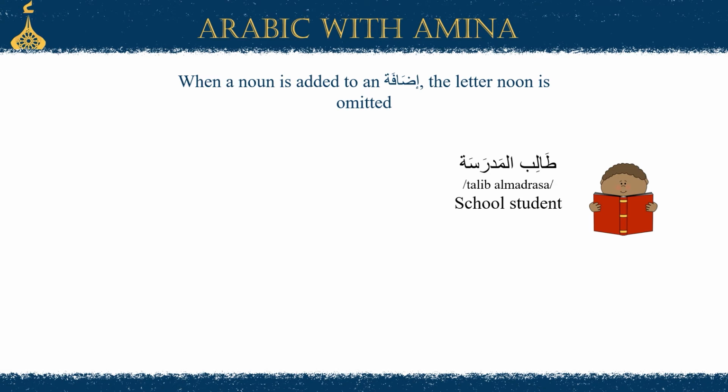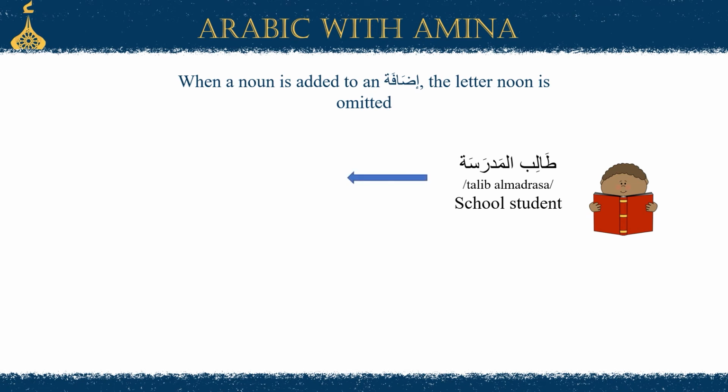This noun is added to an idafa because there are two nouns right after each other. The first noun is indefinite, which means it is not defined by the word the. And the second noun is definite, and it has the alif lam, which means the in Arabic. So a literal translation of this would be the school student. So if you have two nouns, the first indefinite and the second definite, you can assume that this is an idafa.